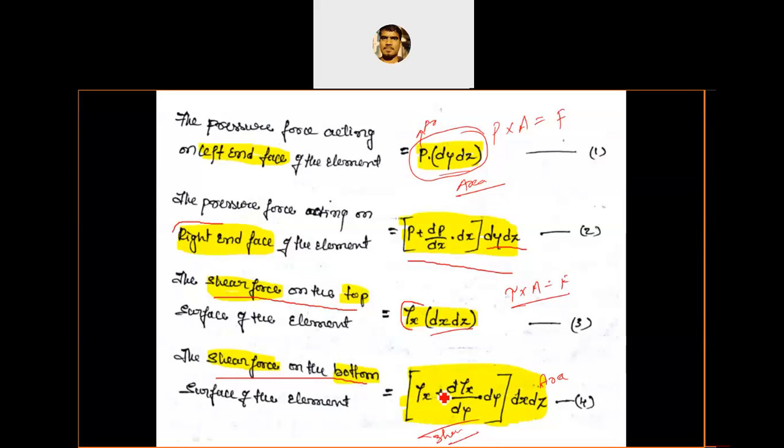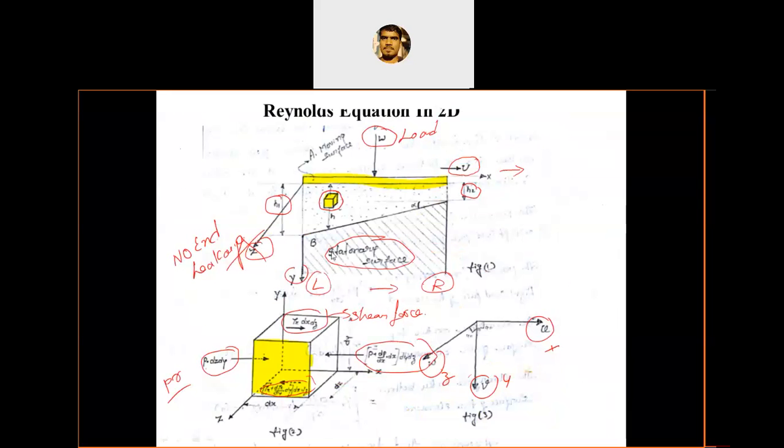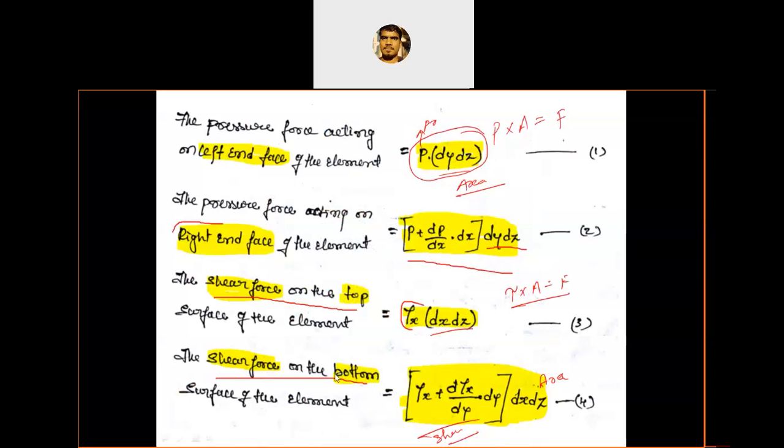The only difference is that the shear stress changes: tau x plus d tau x by dy into dy. Here it is tau x dx into dz, but there is a change in the shear stress. It is not the same on the top and bottom. It changes along the dy direction, that's why dy is written, while for the pressure the change is in the x direction, that's why dx is written. So this equation we are going to consider.